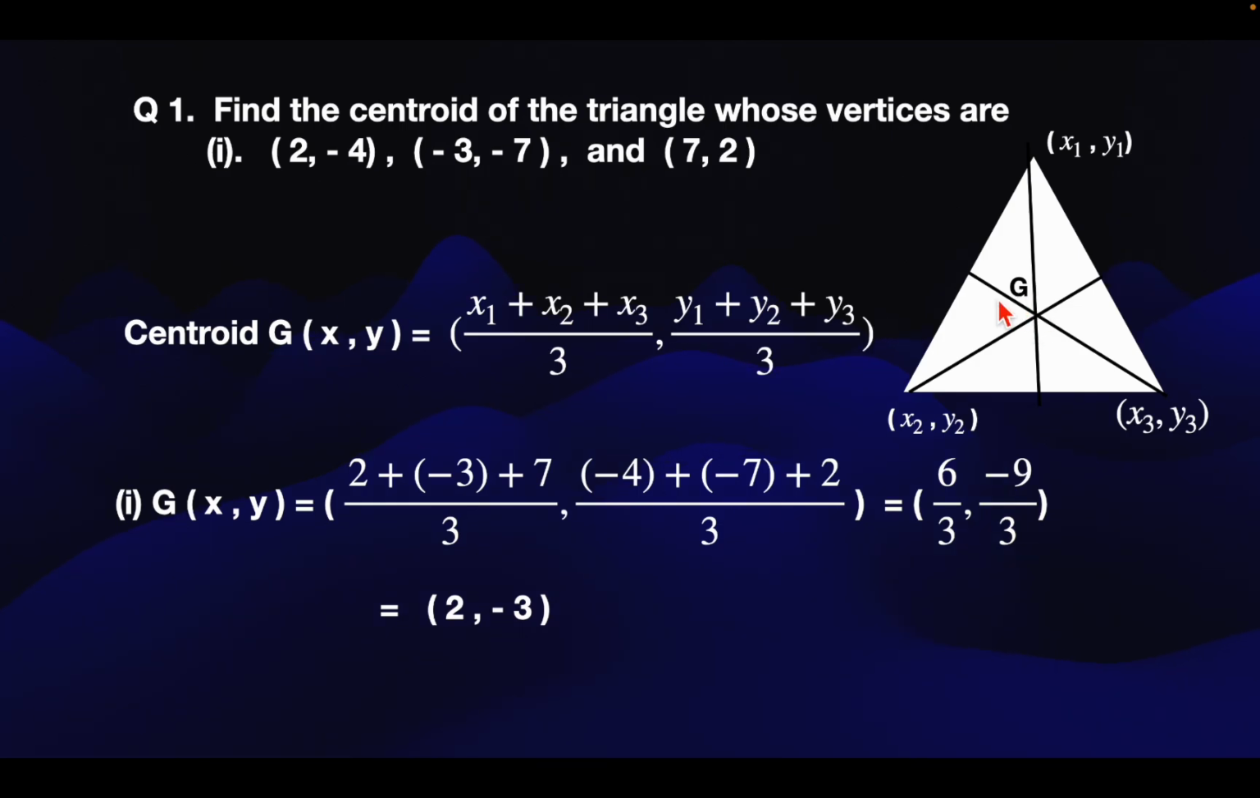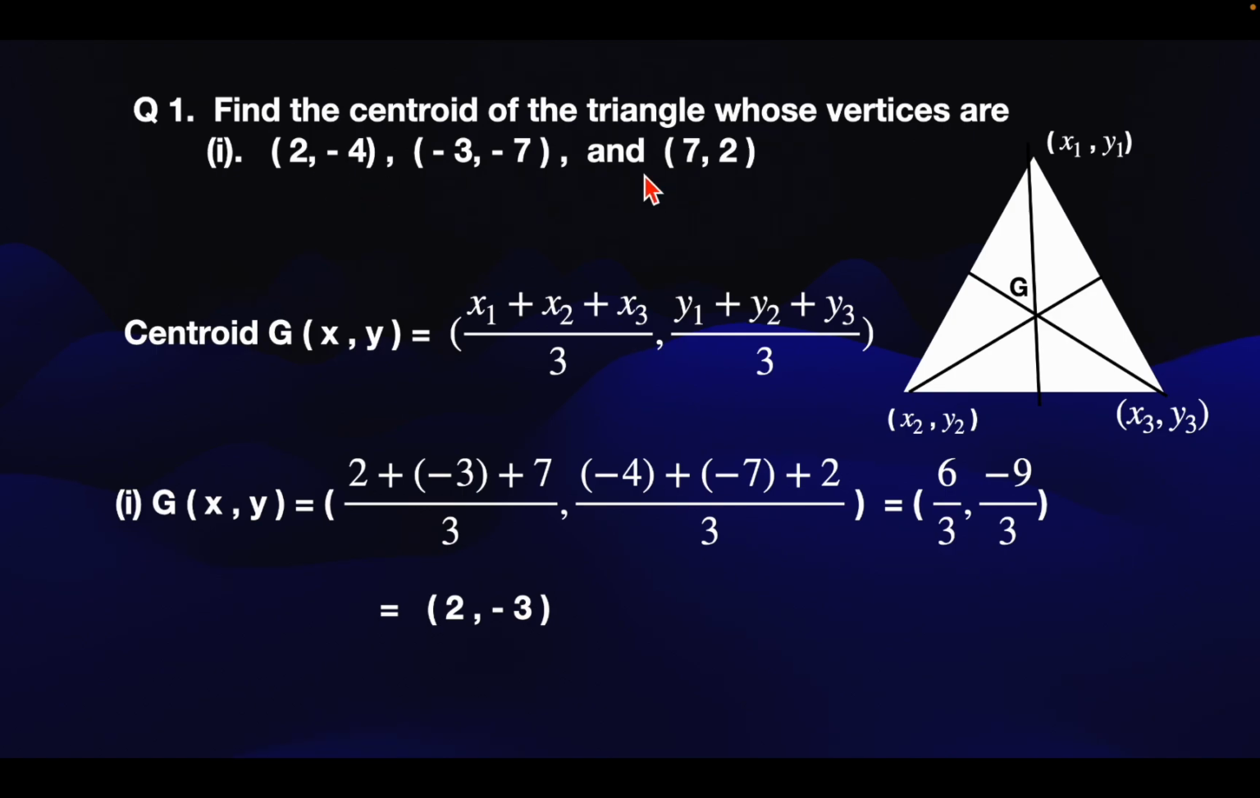Okay, and the formula for centroid is: the coordinates of centroid G(x, y) is given by the x coordinate, x1 plus x2 plus x3 upon 3. That is the sum of the x coordinates of the vertices, x1 plus x2 plus x3 upon 3. This is the x coordinate of the centroid, and the y coordinate of the centroid is given by y1 plus y2 plus y3 upon 3. Okay, so this is the formula, and we are going to use this formula to do the first sum.